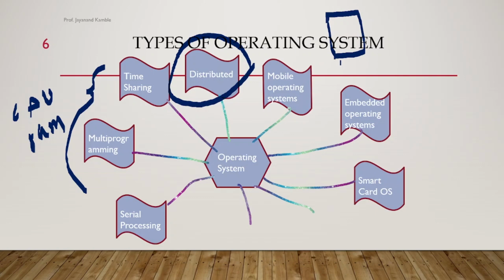Then we have smart card OS. We all are using smart cards which have a processor embedded in them. So we need an operating system that can be embedded into that smart card. That is another type of OS, the smart card OS.